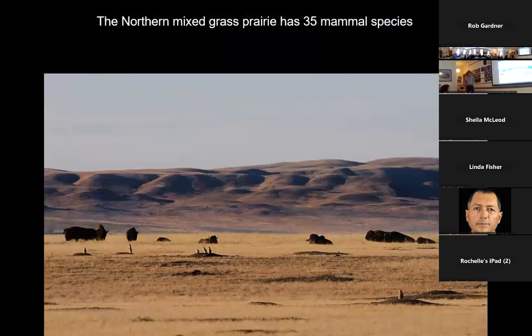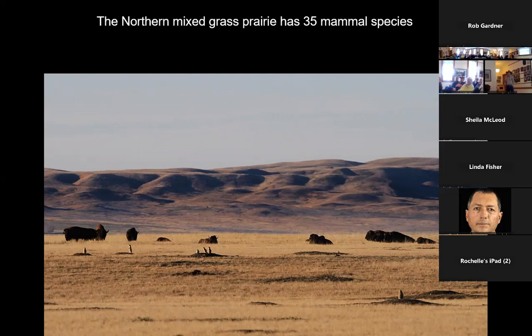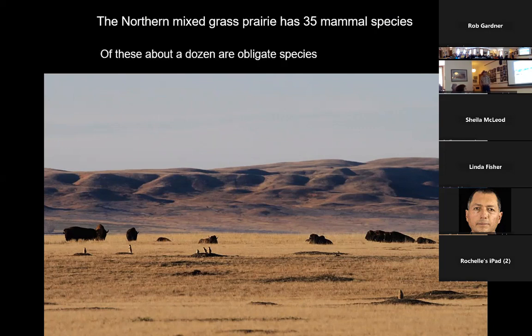Now, there's 35 mammal species. These are black-tailed prairie dogs. I guess those who haven't been to grasslands probably haven't seen a black-tailed prairie dog. You can still do that here in Alberta. Some faces in here are elderly enough, like myself. I remember Al Oeming's Game Farm outside of Edmonton. He's the only place outside of southern Alberta and Saskatchewan with prairie dogs. He established his own colony there years ago. So if you're up towards Edmonton, Sherwood Park, you can see them there. Of these 35 species, about a dozen are obligates.